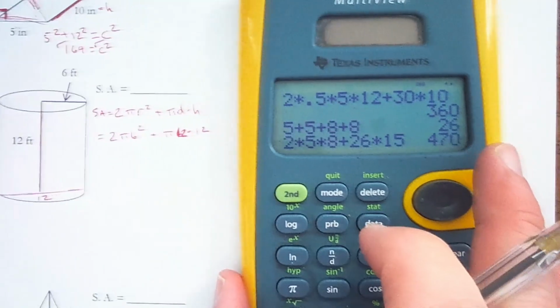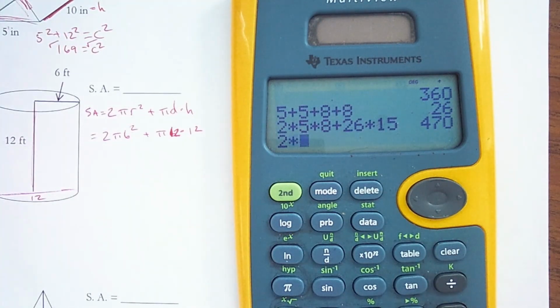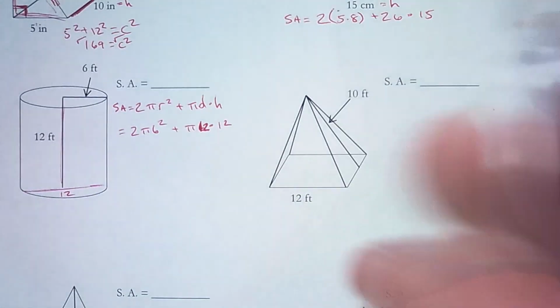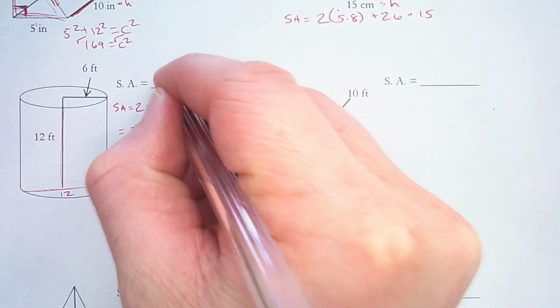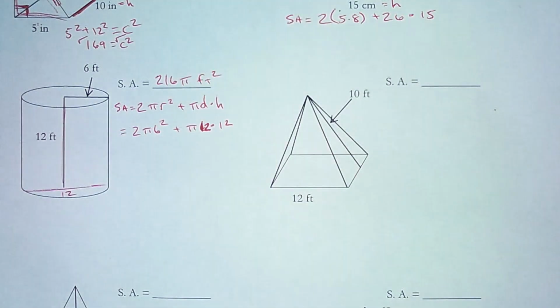Okay, so we're going to get an exact answer here. I'll put everything in my calculator except pi. So that's 2 times 6 squared plus 12 times 12, and that is 216. So our exact surface area is 216 pi feet squared.